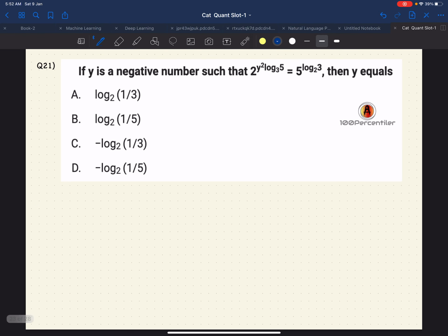Here we are given that y is a negative number. Therefore, y is less than 0 such that 2 raised to power y square log of 5 to the base 3 is equal to 5 raised to power log of 3 to the base 2. And we have to find y.